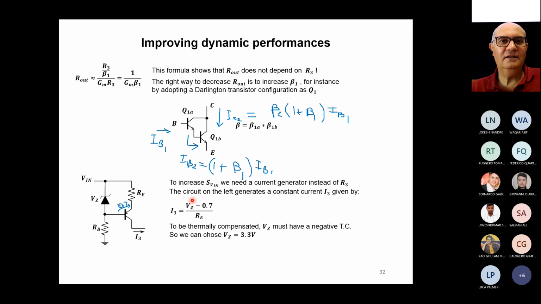If we want a Vz that decreases, we must use 3.3 volts, because the decrease of this voltage is the same as the decrease of the base-emitter voltage of the transistor. So we are forced to use this 3.3 volts Zener diode here. And this part of the system will be thermally compensated. Okay.